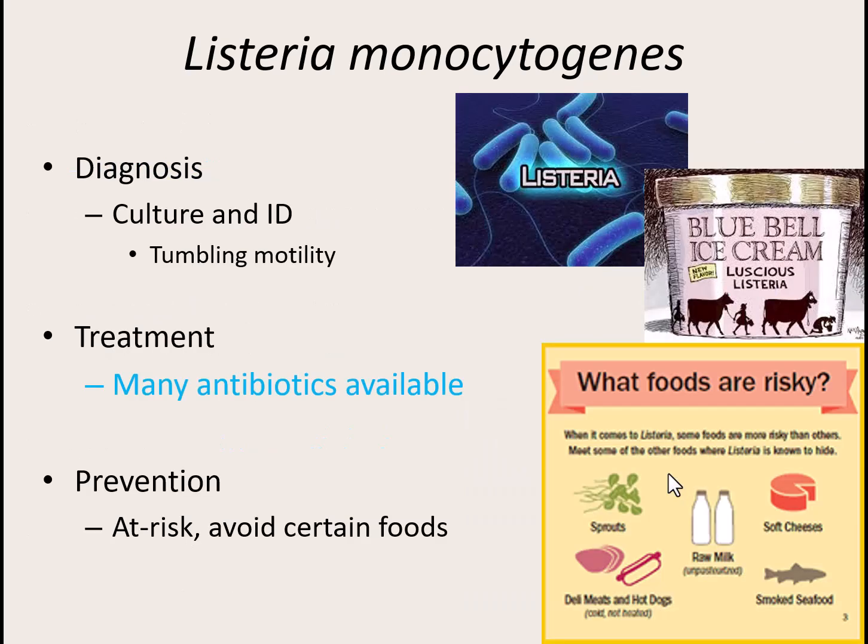Now, when we diagnose it, we can grow it up. We can also look in a broth for it underneath the microscope because it is flagellated and it likes to tumble around. It does little somersaults underneath the microscope. For treatment, we do have lots of antibiotics that are effective. Again, the sooner you can get treated, the better. I mean, the best is just to not get it in the first place.